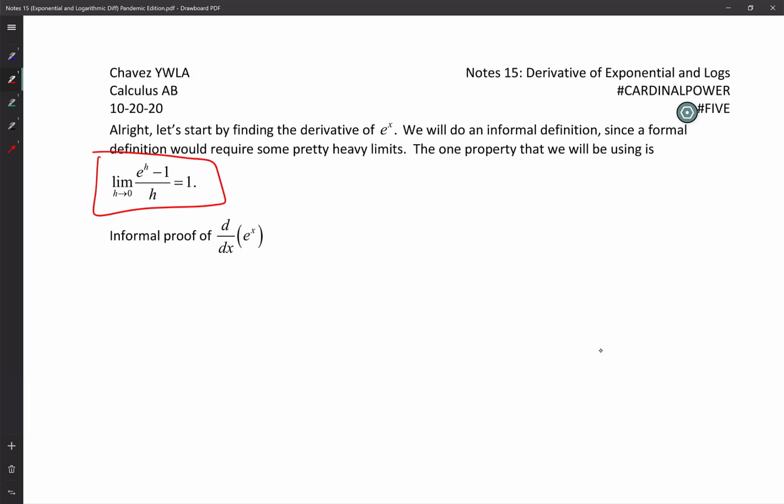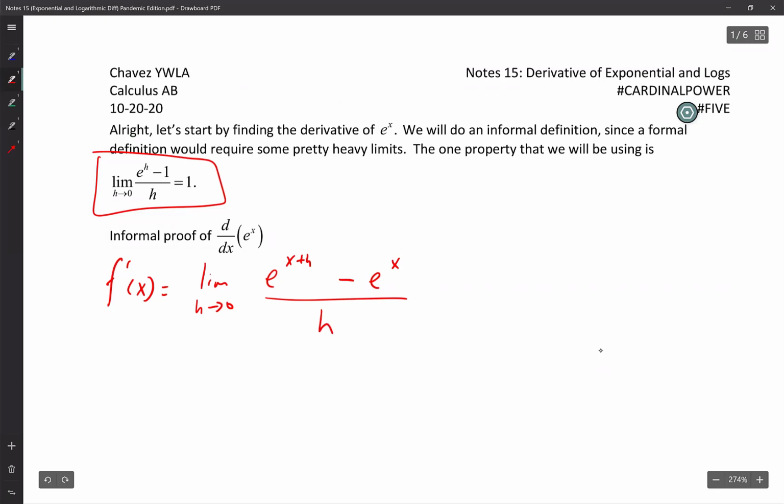So I want the derivative of this guy. That's what this means, d dx. So I'm going to write f prime of x equals limit as h approaches 0 of e to the x plus h minus e to the x over h. And right now at this moment, no one is scared, correct? No one is scared? Okay, good.